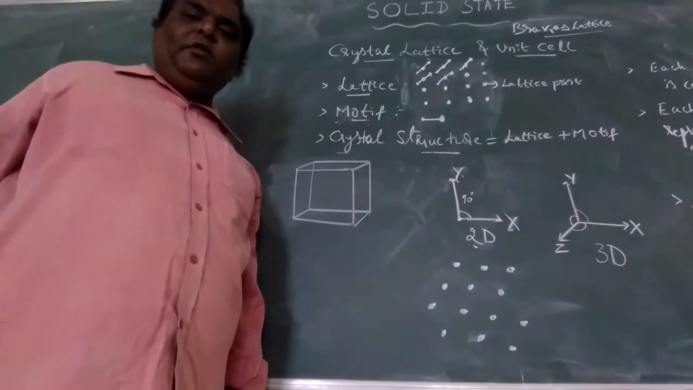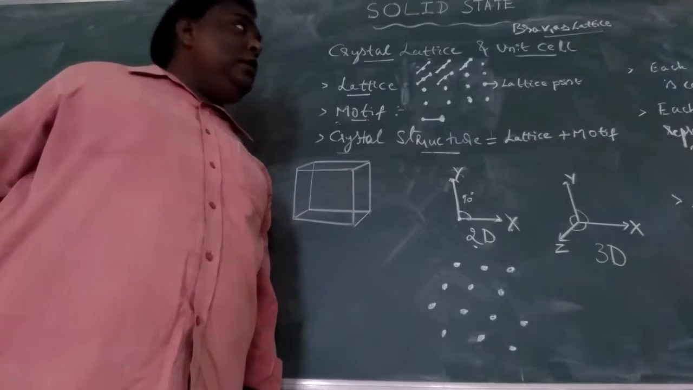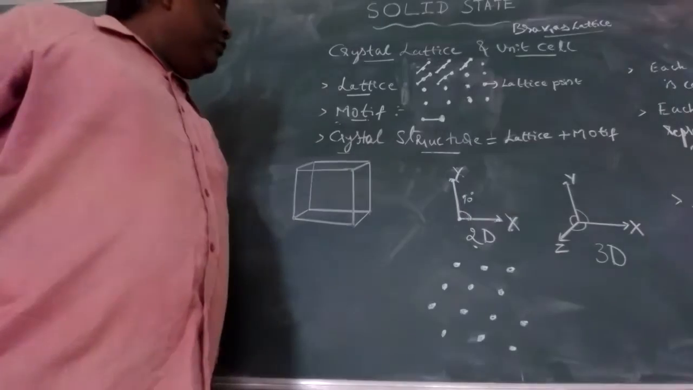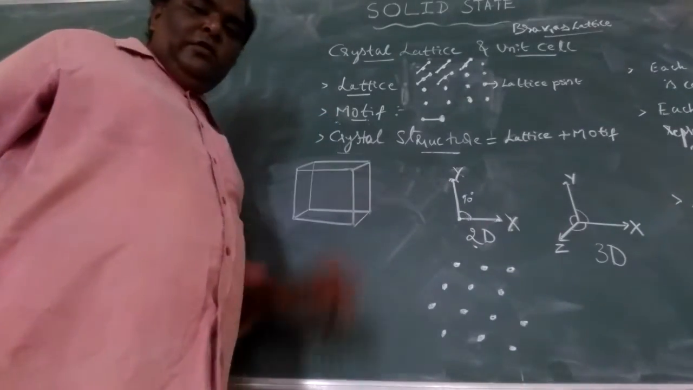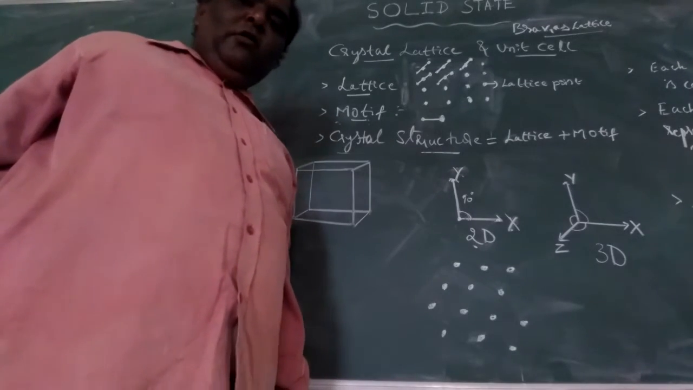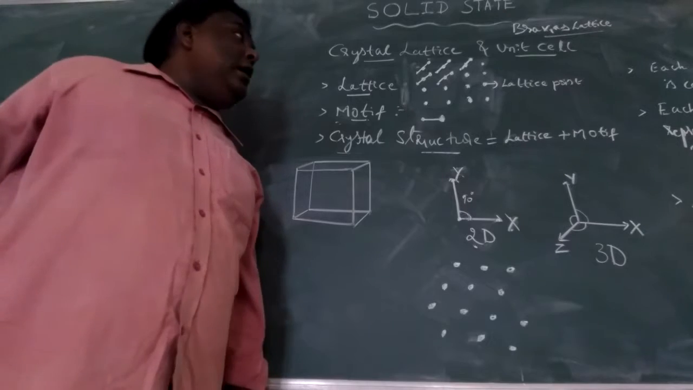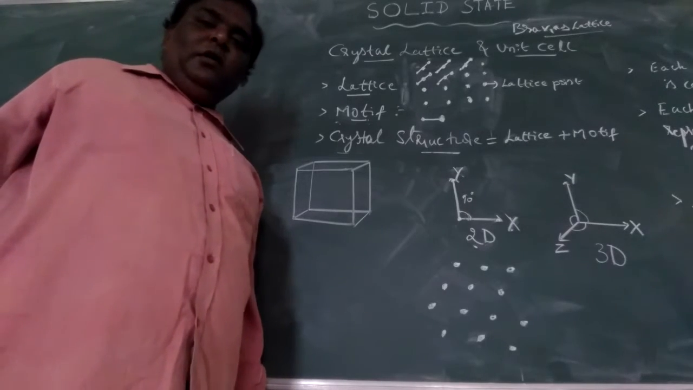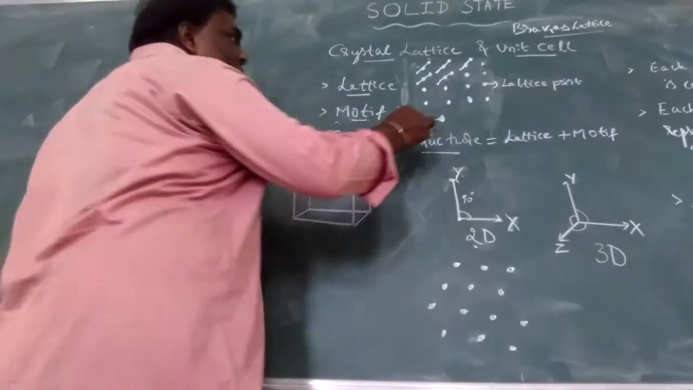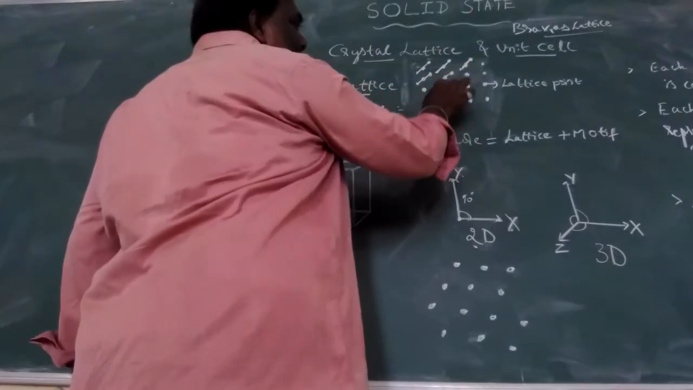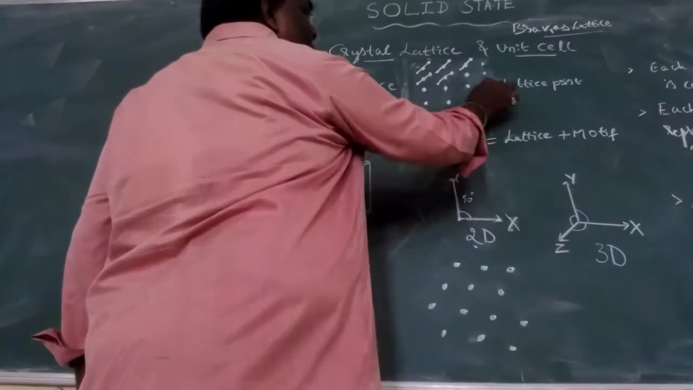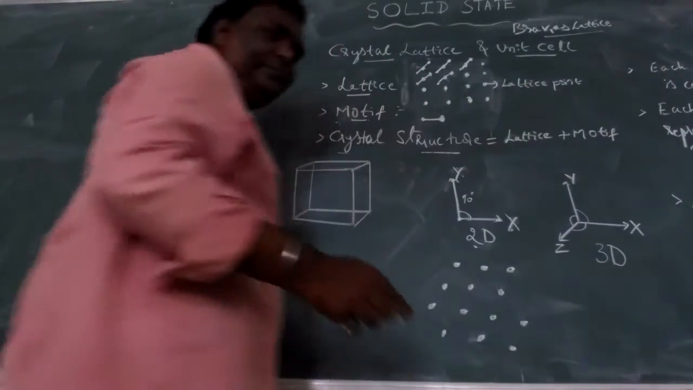Good morning students. After the classification of crystalline solids, now I am going to start crystal lattice and the unit cell. Before going to crystal lattice, we have to know what is a lattice, what is a motif and what is a crystal structure. A lattice is the spatial arrangement of geometrical points, arranged in a regular pattern, and these points of a lattice are known as lattice points. Understood?